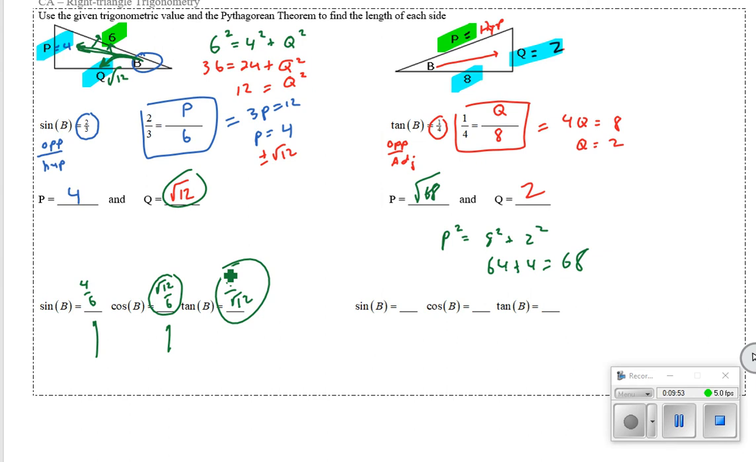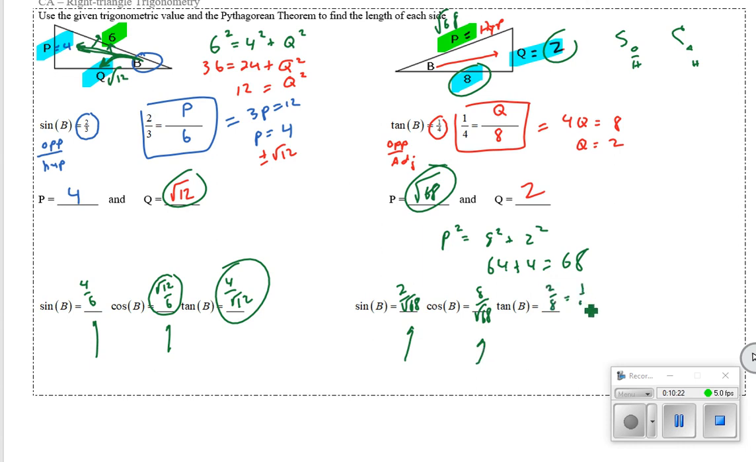All right, so I have an 8, a 2, and we calculated P to be the square root of 68. The sine is the opposite over the hypotenuse, which is 2 over the square root of 68. The cosine is the adjacent over the hypotenuse, which is going to be 8 over the square root of 68. Just looking at this picture, if you cancel the square root of 68's out, you get 2 over 8, or 1/4. And from our definition, the tangent is the opposite over the adjacent, and I get the same thing.